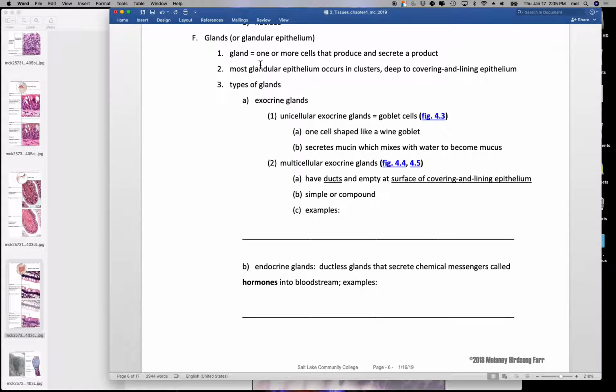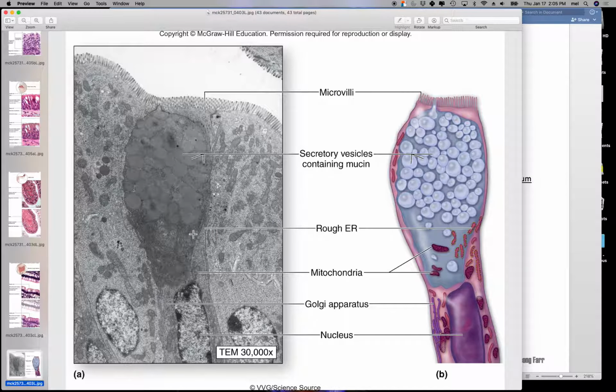So what is a gland? A gland is one or more cells that produces and secretes a product, right? So that means, of course, that the simplest gland you can think of is a goblet cell. That's a gland, right? It's a unicellular gland. And now we have to define glands as endocrine or exocrine. And that is not quite what it implies. It's similar to it. You would think that it would be in versus out, but it's kind of not exactly that.